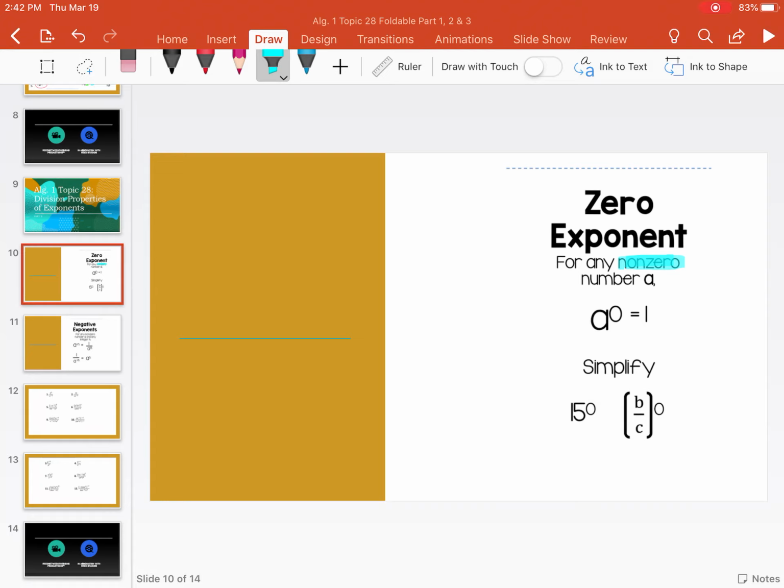So if you see something and it looks like a whole lot of mess in there, and then everything is just raised to the 0 power in the end, forget about it. It's just 1. So 15 to the 0 equals 1. B divided by C to the 0, we don't know what B is. We don't know what C is. Assuming that that value is not 0 itself, it's equaling 1. Bada bing, bada boom. Okay?